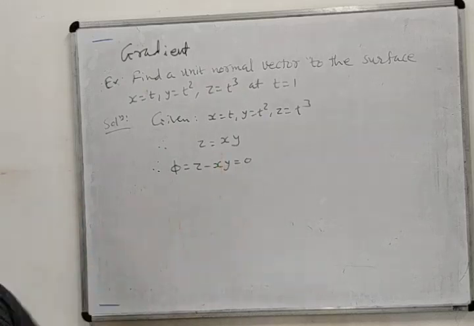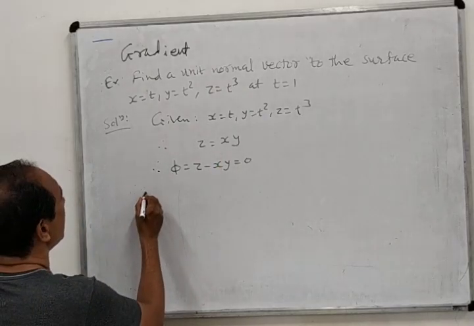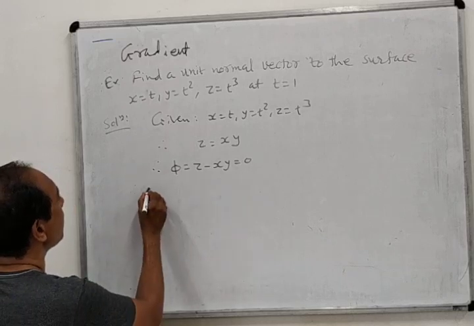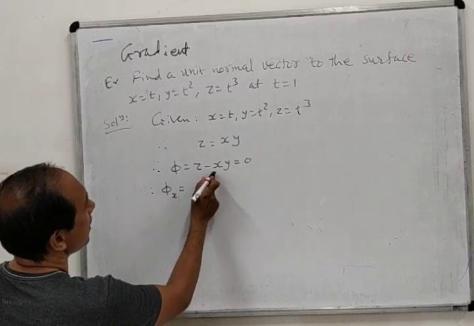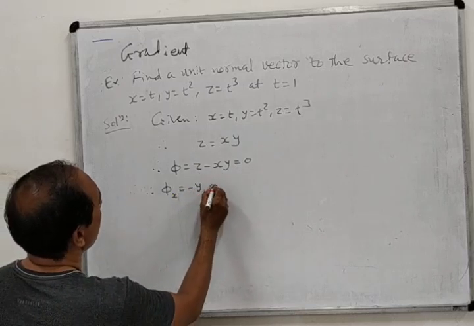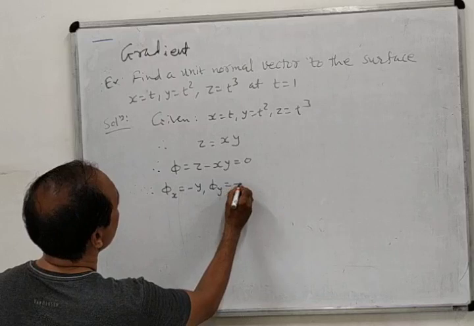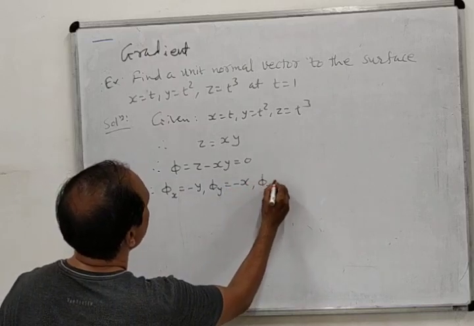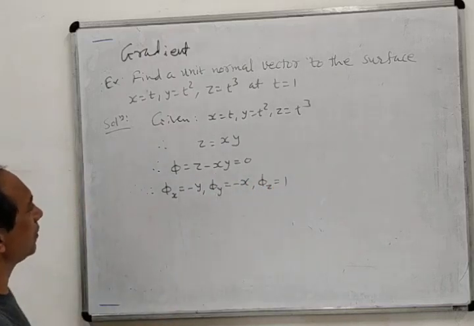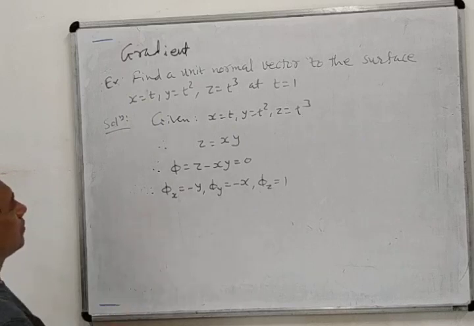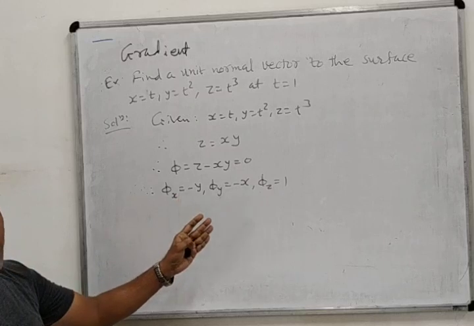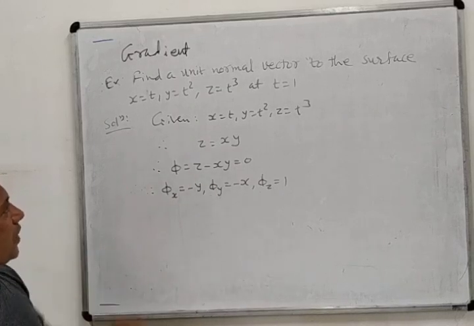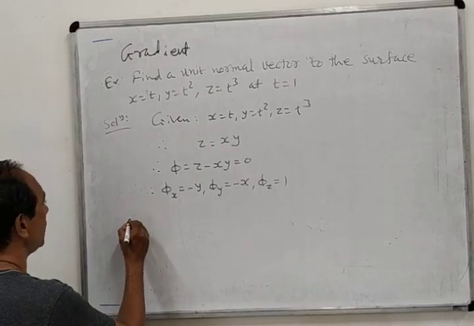If you want to write equal to 0, you can write it, otherwise no need. Now phi is obtained and our work is very simple. Phi x is minus y, phi y is minus x, and phi z is 1. After finding phi x, phi y and phi z, we want to find their values at the given point. But which is the point given?